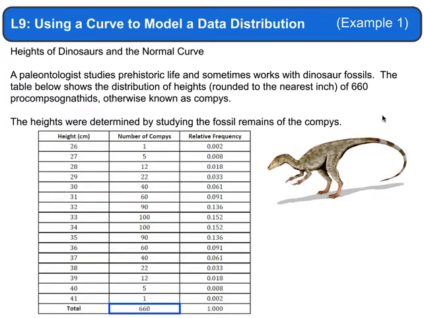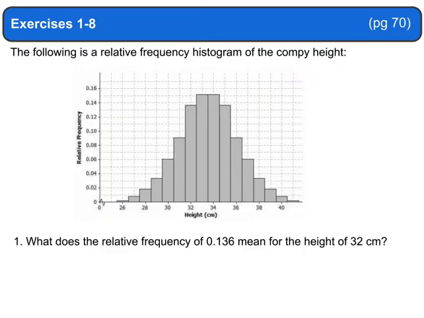So this is the data that we're going to model off of and use this to study some of the same content we did last time. So if we look at exercise number 1, it starts off with the following is a relative frequency chart that shows the history of the compy heights. Number 1, what does the relative frequency of 0.136 mean in terms of the height for these particular dinosaurs?